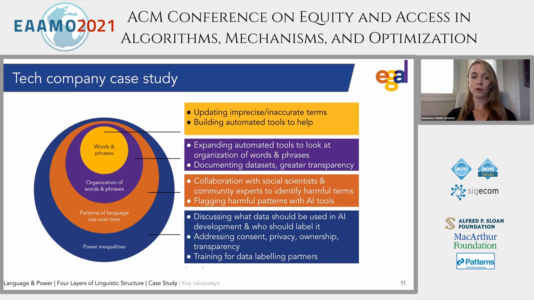While addressing issues at the 4th layer, power inequalities, was the most difficult, we were able to have productive conversations around what data should be used in NLP development and who's qualified to label language data. Addressing concerns about consent for language data use, privacy, ownership, and transparency is a priority for the firm. Finally, the firm has encouraged data labeling partners to better ameliorate discriminatory outcomes of linguistic bias. With one such group, we piloted a lesson plan for data labelers related to addressing bias in data labeling, and the group has expressed interest in further piloting it in their internal training efforts.